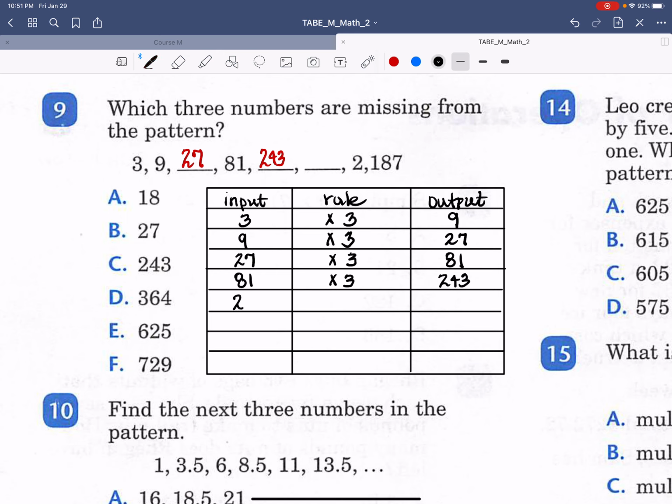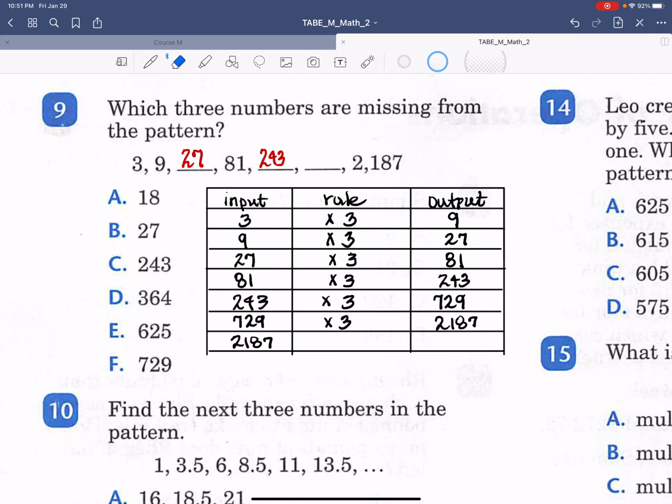And then 243 times 3, I think it's 729, but let me be sure. When I have to start carrying numbers in my head, I get tripped up. Then the 729 times 3 should give us that last number. If it doesn't, something's wrong. And it does. So 2187 is the final number in the series. So the third missing number is 729.